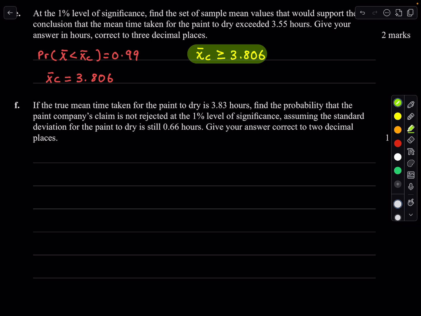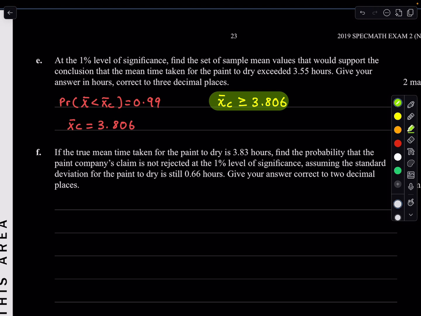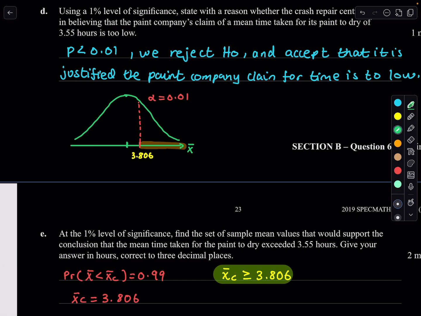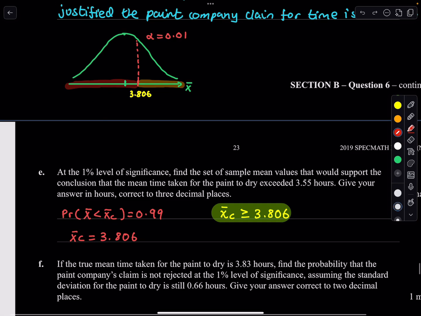So now, remember for part E, we wanted the null hypothesis to be rejected. But now we want it to not be rejected, so it's asking the opposite. Now we want to get this probability over here. What's the probability that it's within this region? Because remember, that's when it's not rejected.